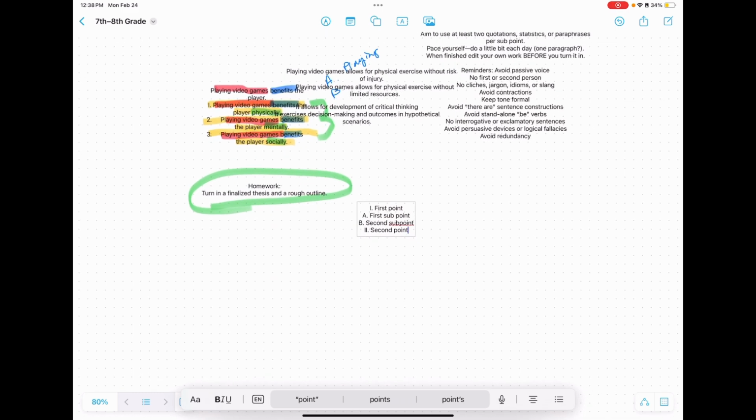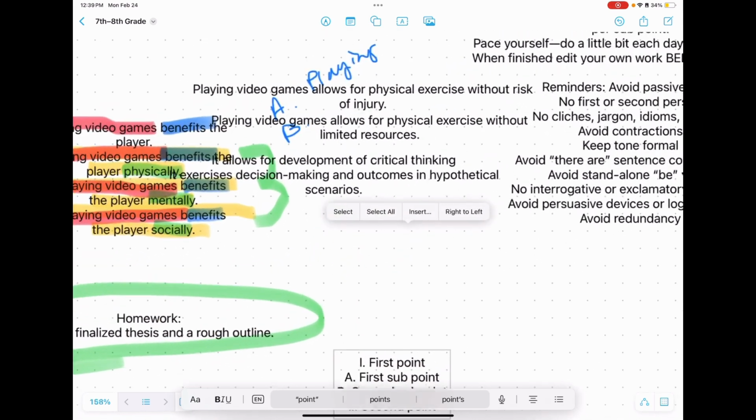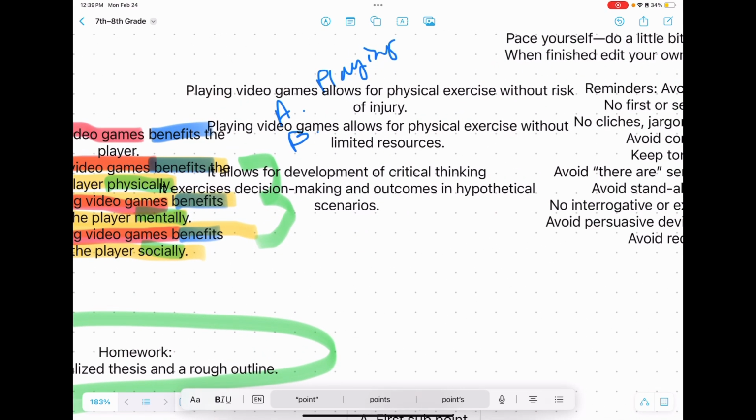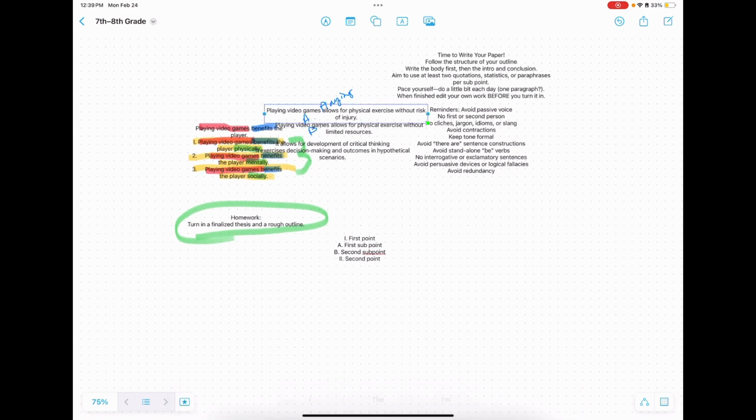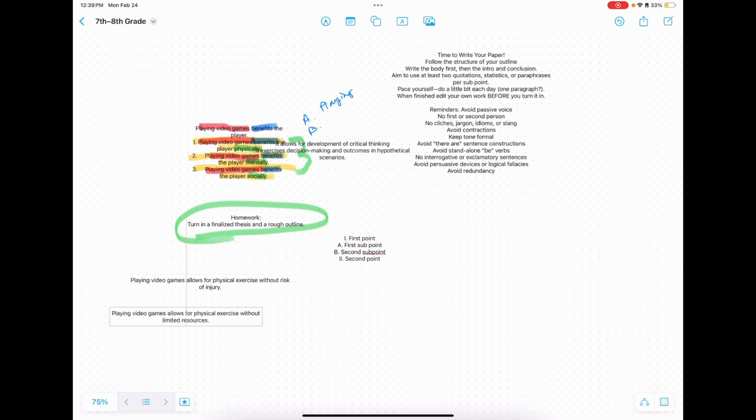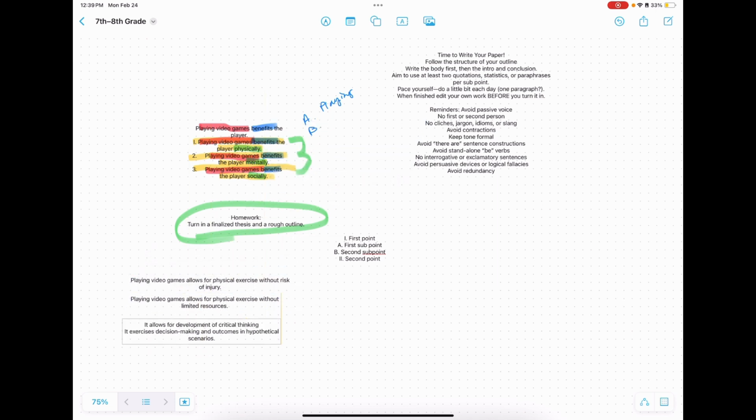It would be ideal if you had at least an A and a B under each one. You could do an A, B, and C under one, as long, again, as those subpoints are parallel to each other and balanced, okay? And one way to make sure is to keep the same sentence structure. So notice my A and B, video games. Playing video games allows for the physical exercise without risk of injury. Playing video games allows for physical exercise without limited resources. So you try to keep the same kind of sentence structure in there, and it helps you keep your categories parallel. All right, so I'm just going to move this stuff down here to neaten it up.